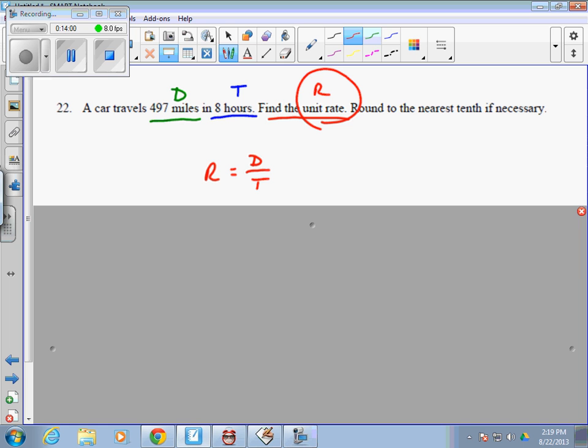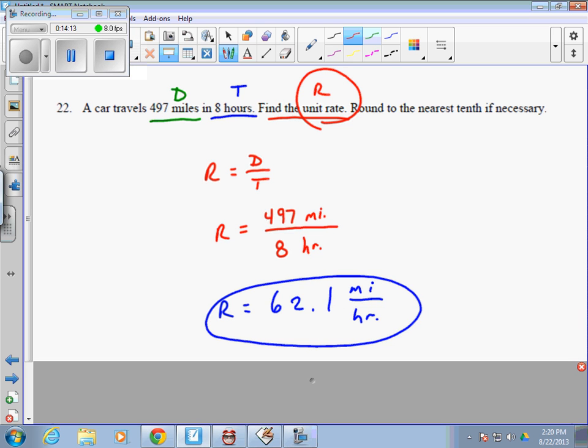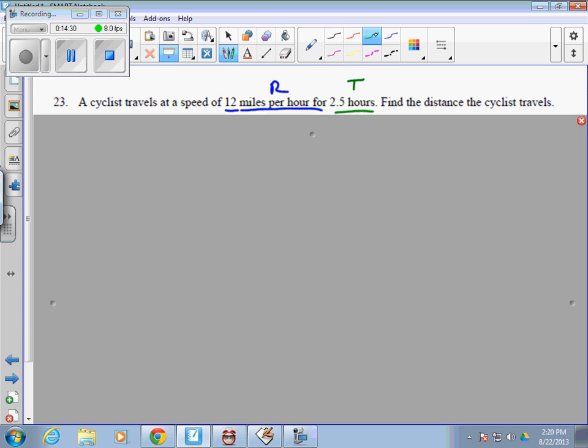Our formula for finding a rate is equal to distance over time. So when you plug those values in, distance value is 497 miles, and your time value is 8 hours. 497 miles divided by 8 hours is 62.1, and again, it says round to the nearest tenth, 62.1 miles per hour. Notice about this one that miles divides by hours, but they don't cancel each other out, and that's why we have miles divided by hours, or miles per hour.